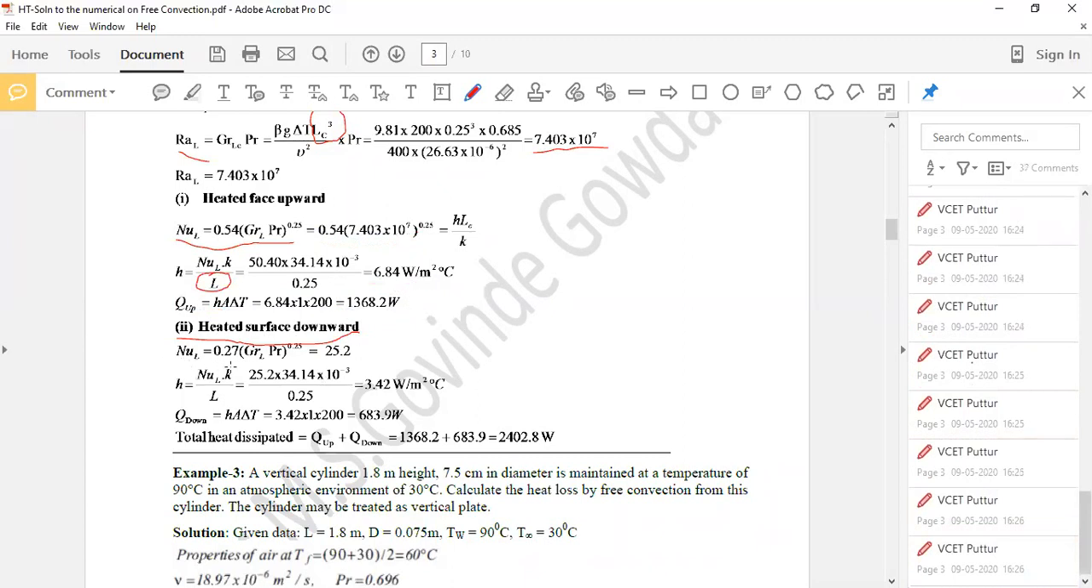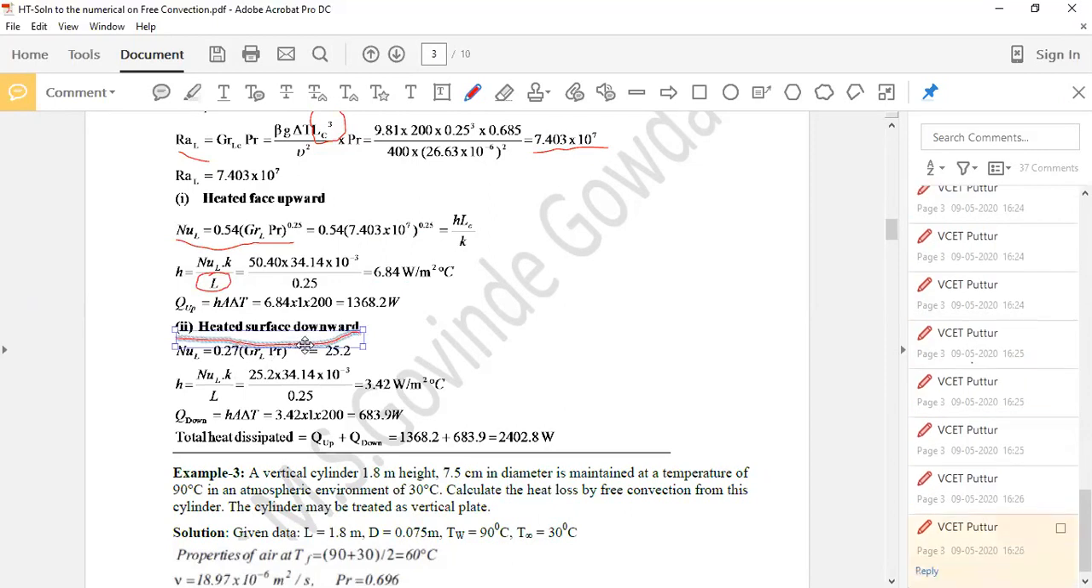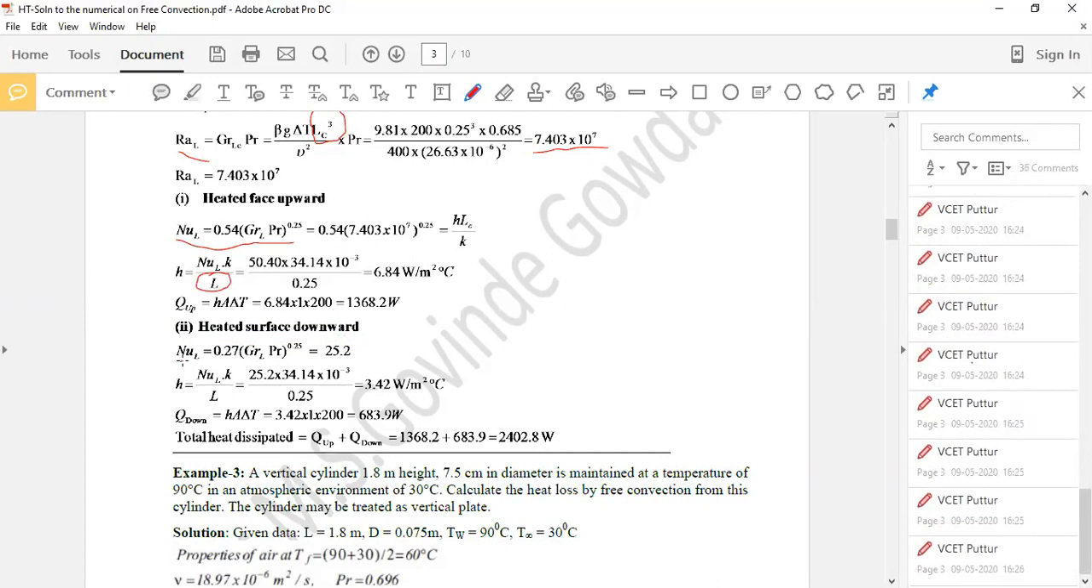So for the Grashof number and the Rayleigh number, it will be the same whether the plate is placed such that the heated surface is facing up or facing down. The Rayleigh number remains the same. Therefore, the Nusselt number correlation is given by 0.27 times Rayleigh to the power of 0.25. Hence it is obtained to be this.